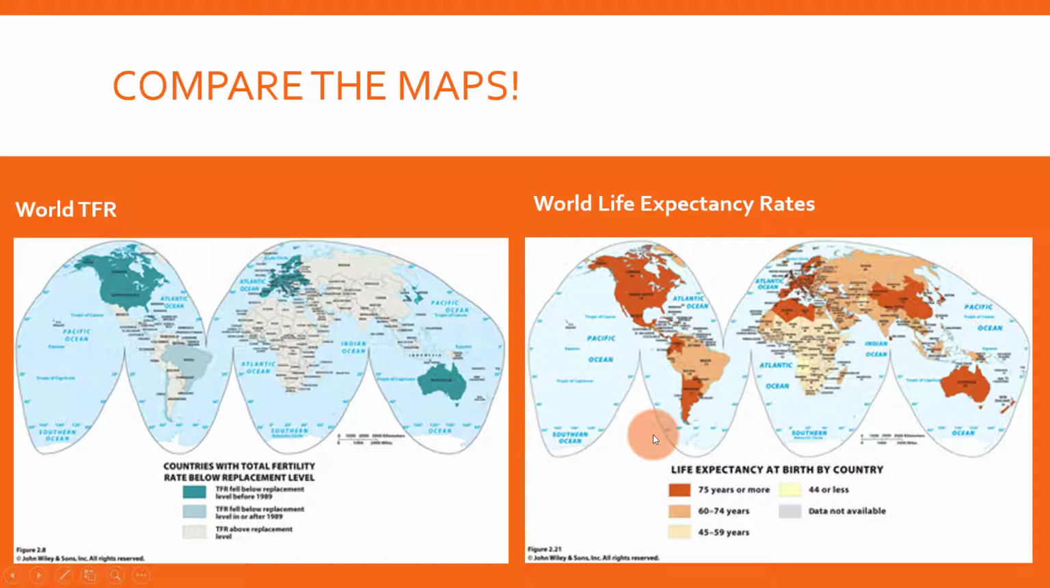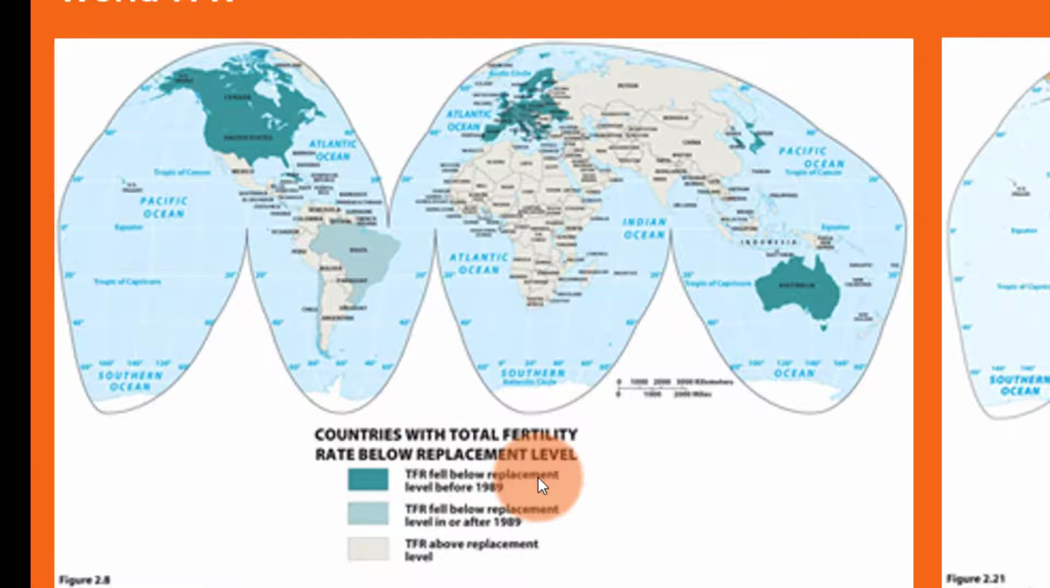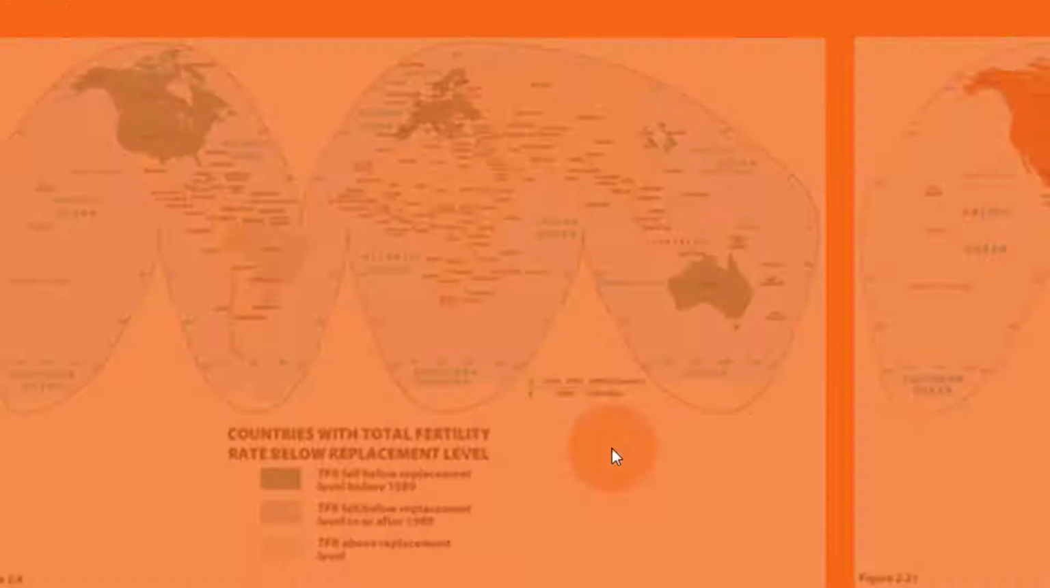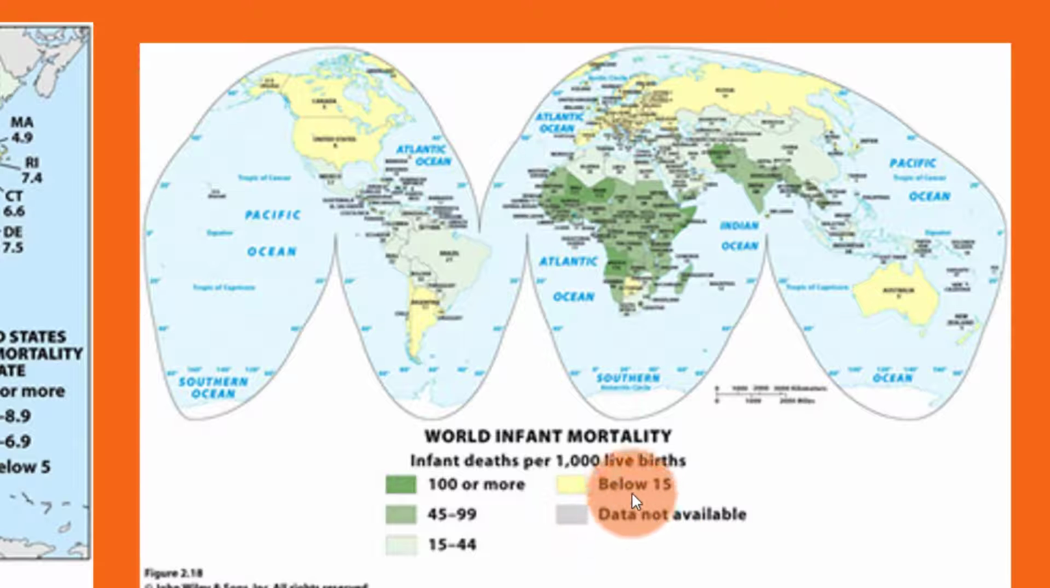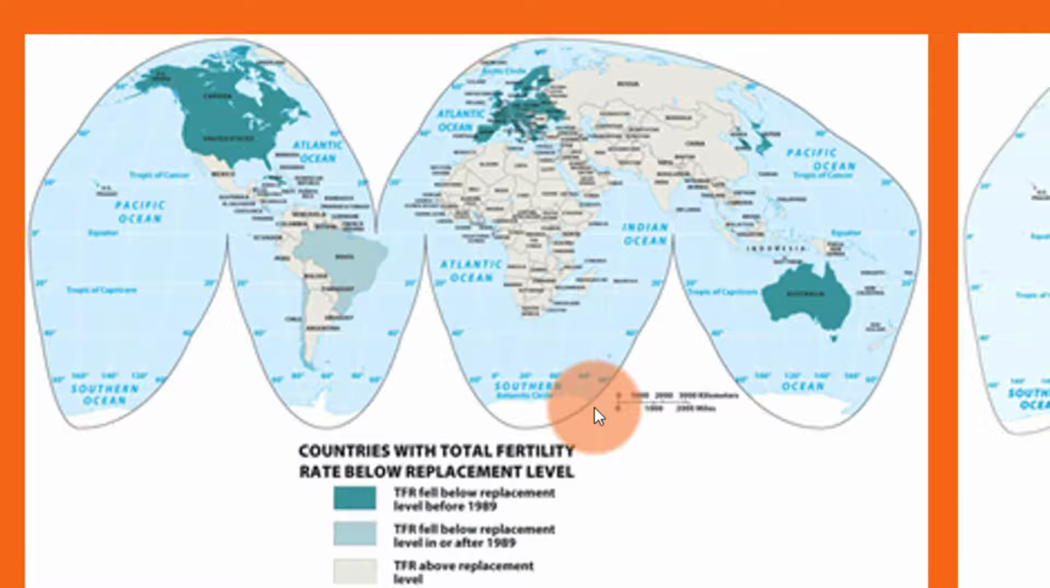So this is the world's TFR, the total fertility rate, which is below the replacement level. Now, if you remember back on the previous slide, we looked at the infant mortality rates, and the United States had a pretty low number in terms of infant mortality rates, right? However, if we look at this, which countries have a total fertility rate that is below the replacement level? We see here we have Anglo-America, which is Canada and the United States, right? And also Europe, Western and Eastern Europe, and also Australia, right?